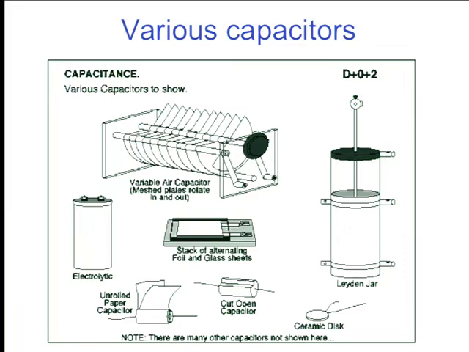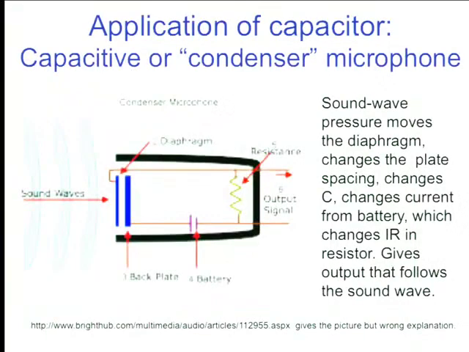Namely, one of the uses of the capacitor, because it depends on the separation of the plates, it's area over separation, you can make what's called a condenser microphone. When you do music, do you ever use microphones? Called a condenser or capacitive microphone. And the idea is very simply this.